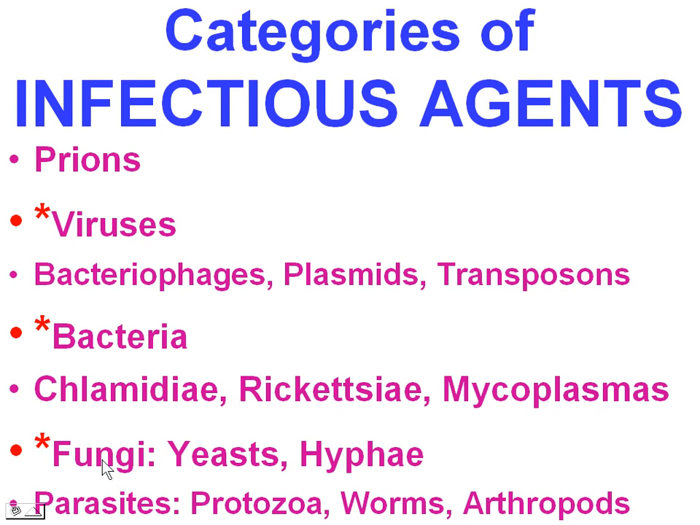Then we'll have somewhat higher organisms called fungi, which basically can be classified of various types, but from a pathology point of view, they're either yeasts or hyphae. And then we'll have these big critters called parasites, which if they are only one cell, they're called protozoans. If they're more than one cell, they're called metazoans. Generally speaking, metazoans and worms are pretty much synonymous.